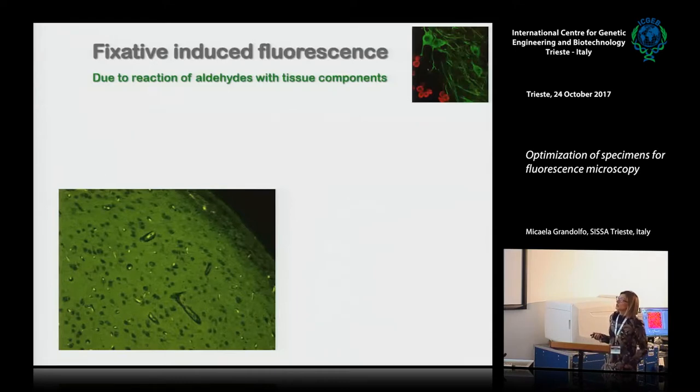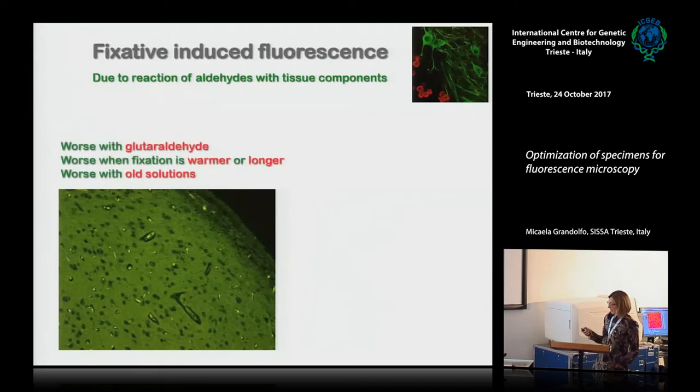Okay, so let's move to the fixative-induced fluorescence, so the background fluorescence that you can have in your tissue. This fluorescence is due to a reaction of aldehydes with some tissue components. And look, it is worse with glutaraldehyde, but okay, we will use just paraformaldehyde. But it is worse when fixation is warmer or longer, so it is a good idea to fix your tissue at 4 degrees and to check which is the shortest time able to give you a good fixation. And it is also worse if you use an old solution.